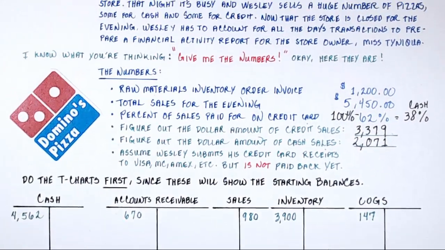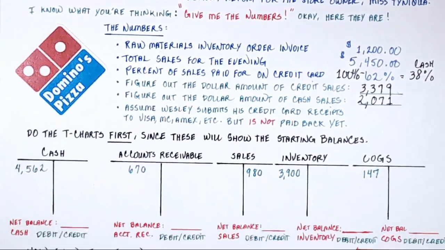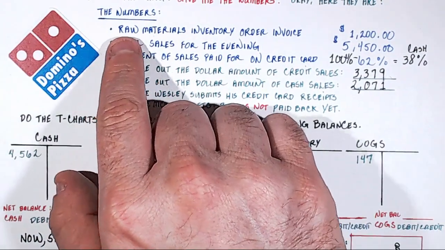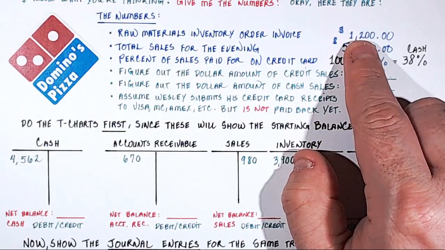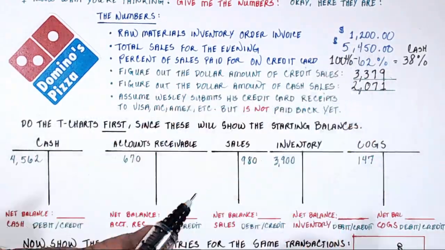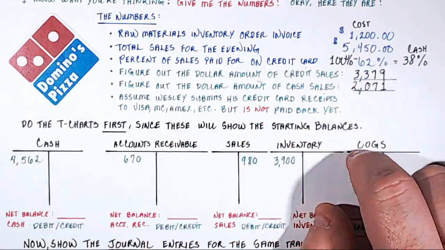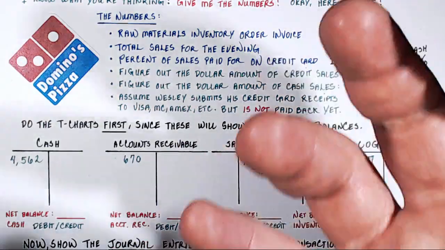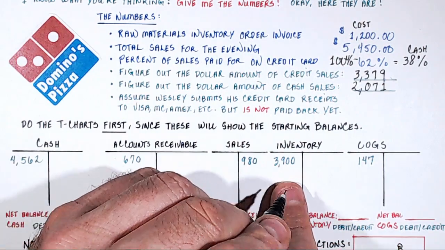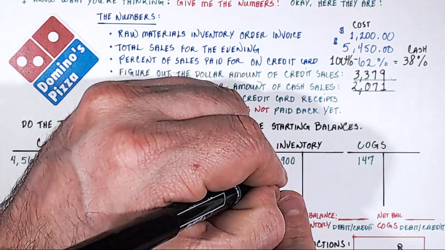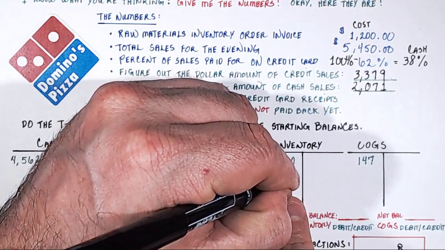So we have, in order to do that, raw materials, inventory, order, invoice. Okay? And that's the cost of the inventory, $1,200. So we ordered inventory. It came in the store. We have to put it into the refrigerator. So we will debit inventory for $1,200.